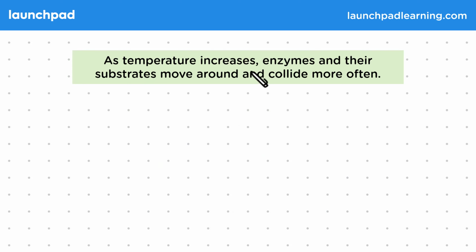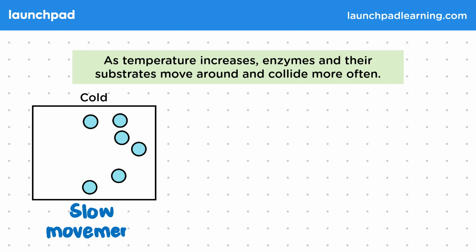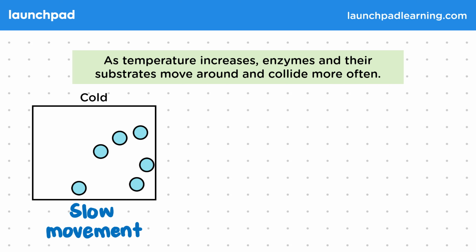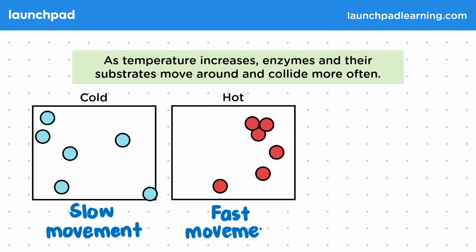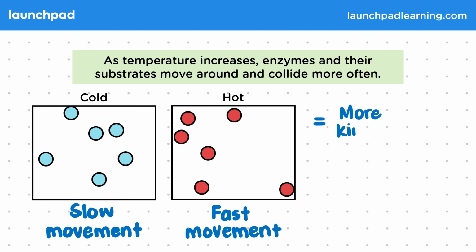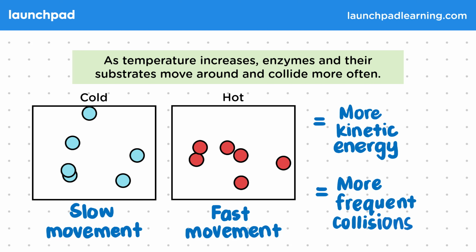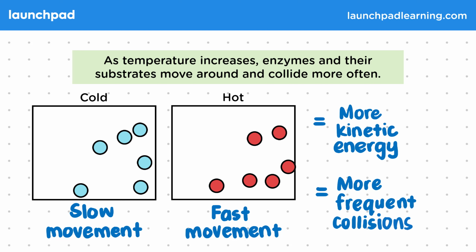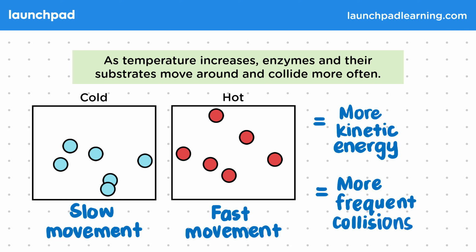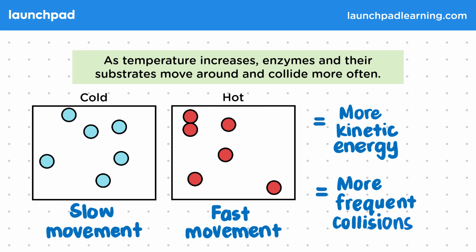As temperature increases, enzymes and their substrates move around and collide more often. At cold temperatures, we would observe that the molecules are moving slowly. As the temperature increases, these molecules move more quickly. We can say that the molecules have more kinetic energy, and this means that they collide more often. For your exam, it's important that you know why an increasing temperature can increase the rate of a reaction controlled by enzymes.